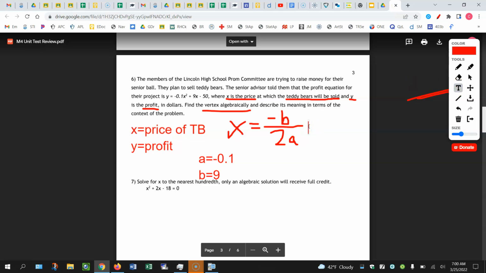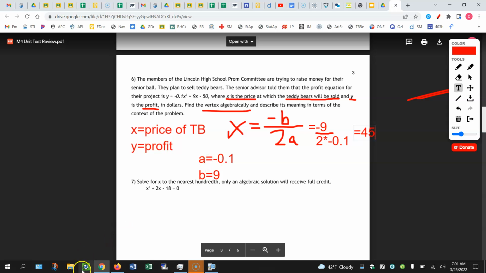So when you plug into this formula here, you're going to get the opposite of B, so negative 9, divided by 2 times negative 0.1. And when you do this in the calculator, make sure you use control divide. You're going to do that. You're going to get a value. And when you do, I believe you get a positive 45. Yeah, 45. You're going to have 45.